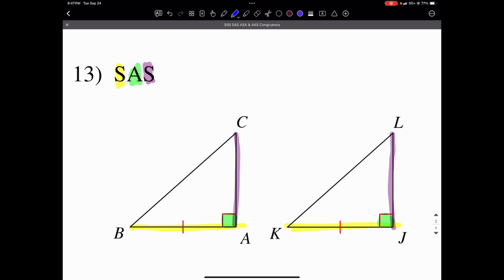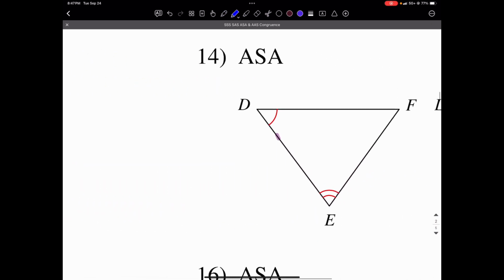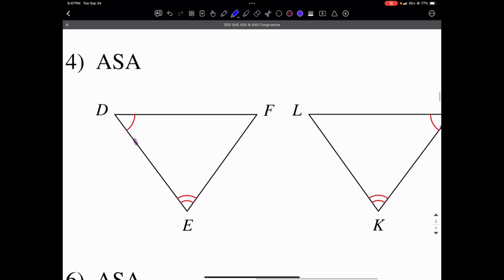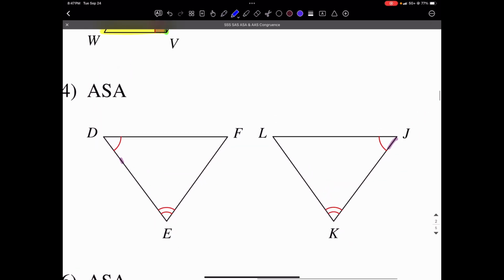Well, this side would be line segment CA is congruent to line segment LJ, right? Or we could write it as AC is congruent to JL. Either way is okay, right? Let me zoom out a little bit. Number 14.